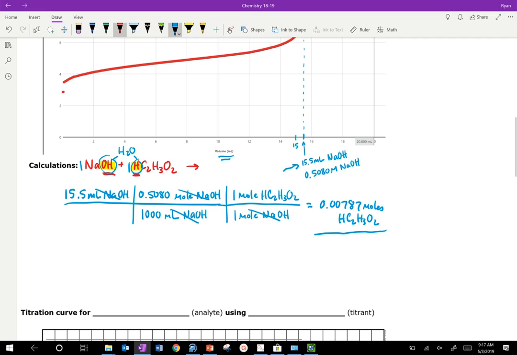We used 10.7 milliliters of the original acid. And so I'm going to do that in liters, 0.0107 liters. Divide by 1,000, and we're off and running. What's that overall molarity going to be?